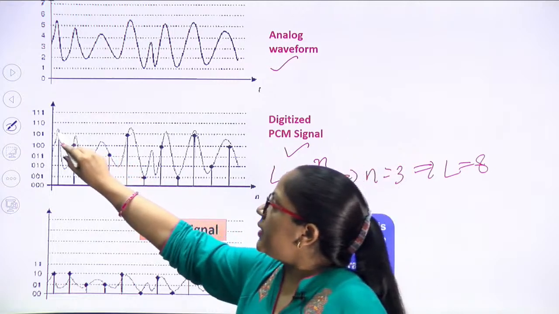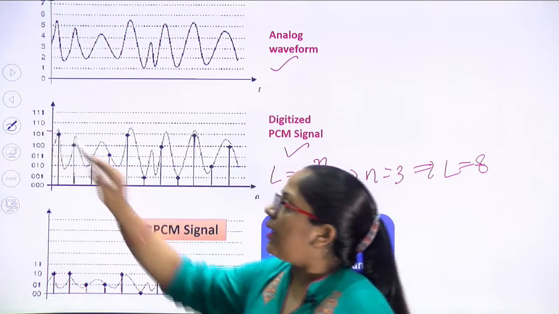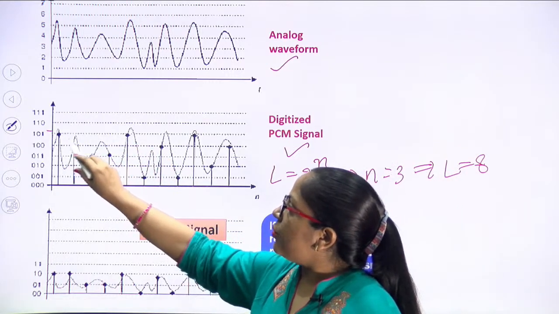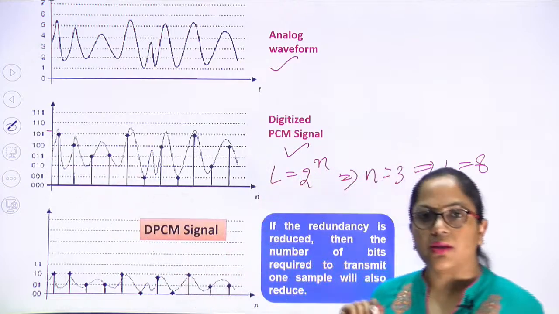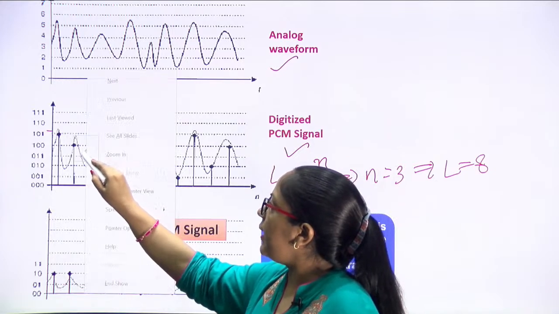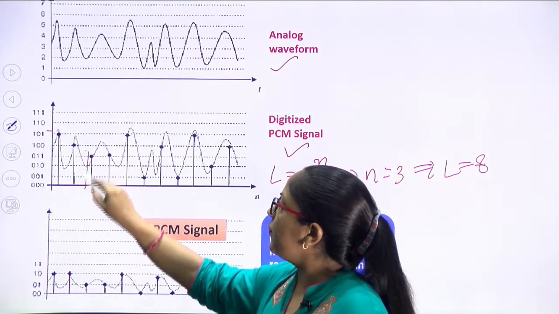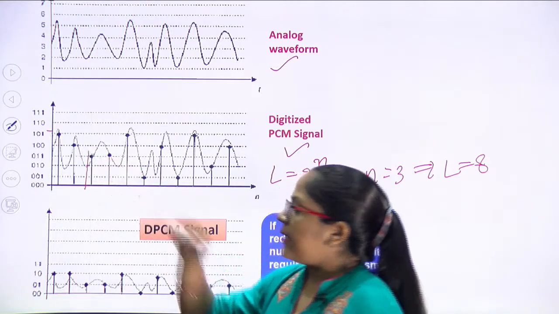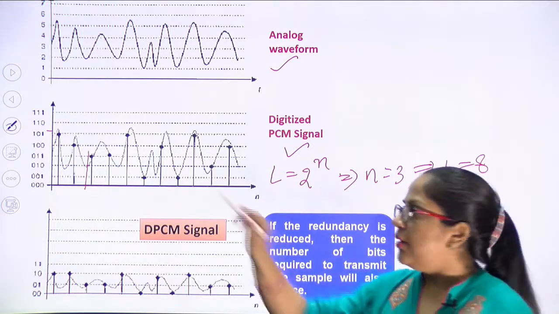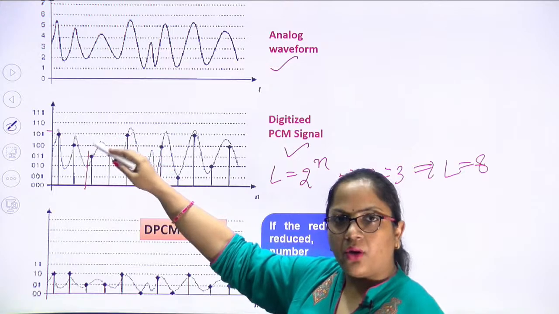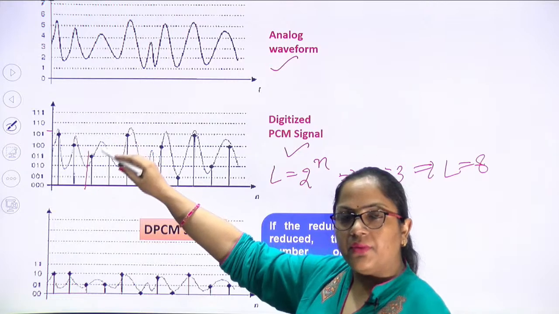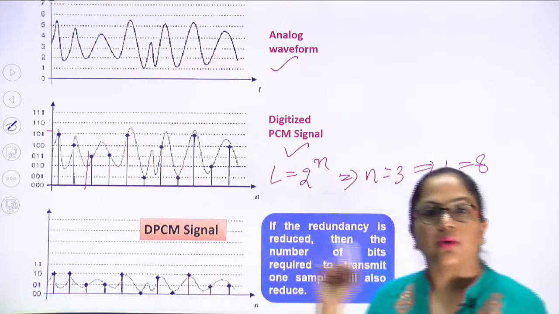Now if I want to transmit this particular sample, it is close to this level, I will transmit it with the help of 101. Next I want to transmit this particular sample, it is close to this level, it will be transmitted with the help of 100. One more thing, let us consider one more sample here, which is lying in between these two levels. In this case, if a sample is lying in between the two levels, we will check whether it is nearest to the upper level or to the lower level. To whichever level it is near, we will assign that particular binary to that sample.